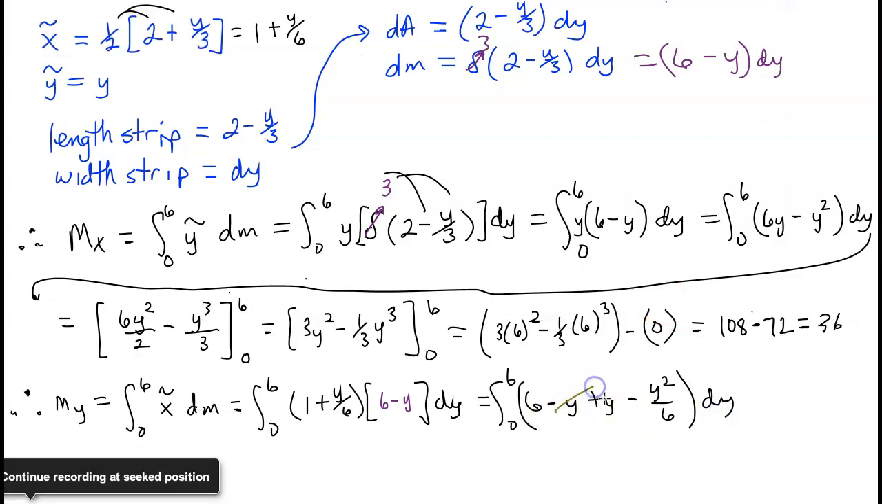You see here that the minus y and the plus y cancel to 0. And what we have left is just this 6 minus y squared over 6. And that is what we actually need to take the antiderivative of.